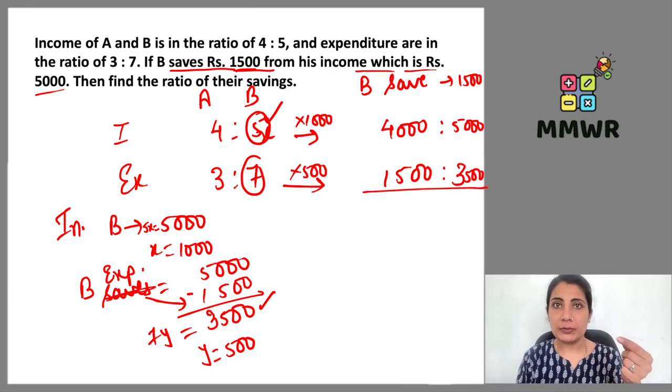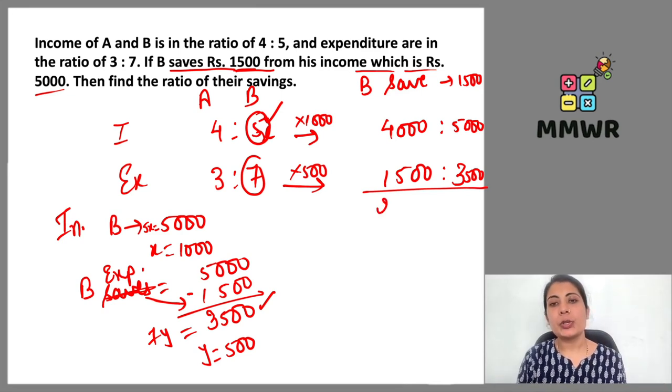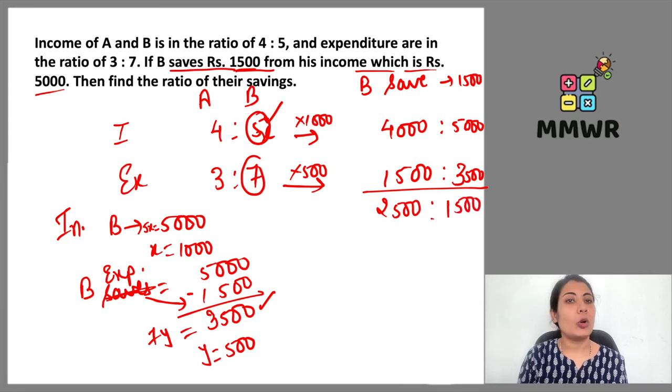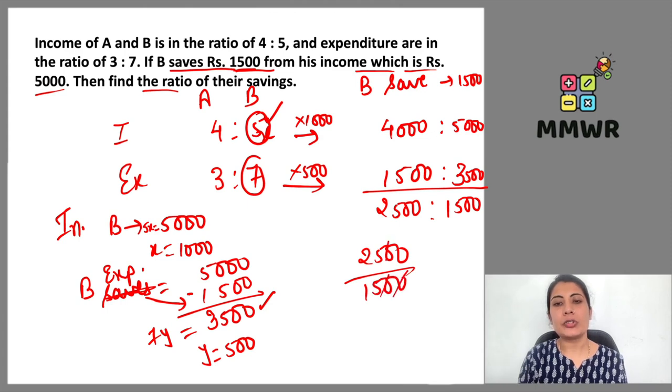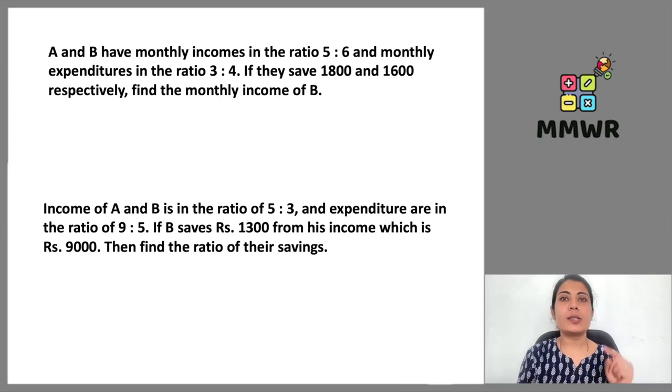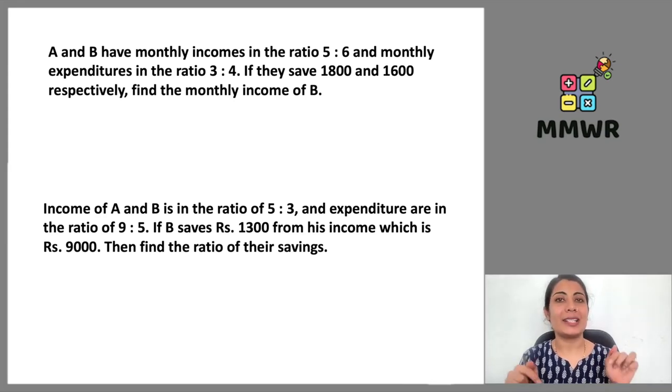So out of 4000, which has been earned by A, 1500 has been spent by A. So he is left with 2500, and 5000 minus 3500 is going to give me 1500. What we have to calculate? We have to find the ratio of their saving. So A is going to save 2500, B is going to save 1500. We can easily cut short here. 5 3s are 15, 5 5s are 25. So 5:3 is going to be the ratio of their saving. Now, this question you have to simplify and give your answer in the comment box.